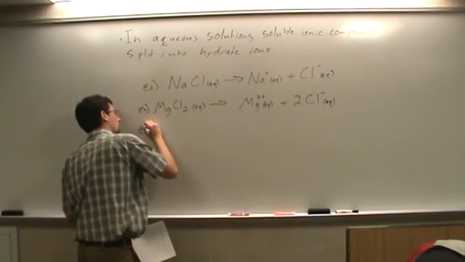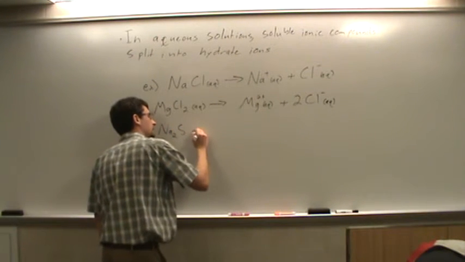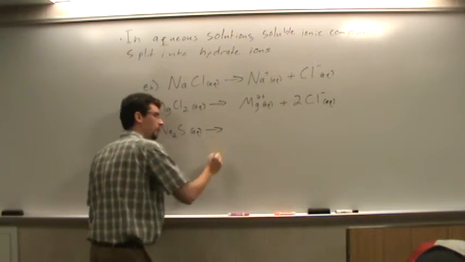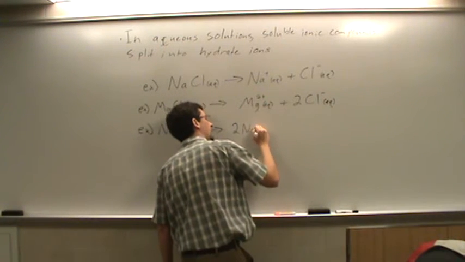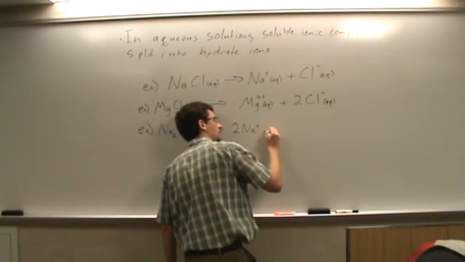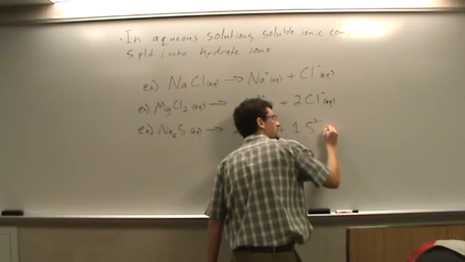Let's consider one more example where we have sodium sulfate, Na2SO4, aqueous. As soon as we throw that in solution, what we actually get are 2 sodium cations that have a +1 charge and 1 sulfate anion that has a -2 charge.